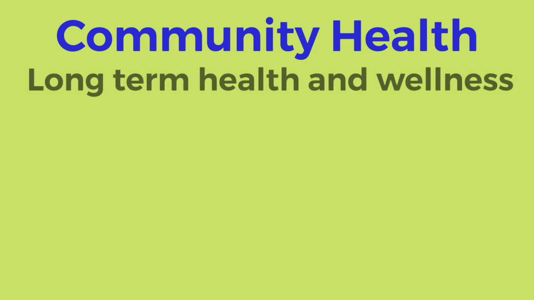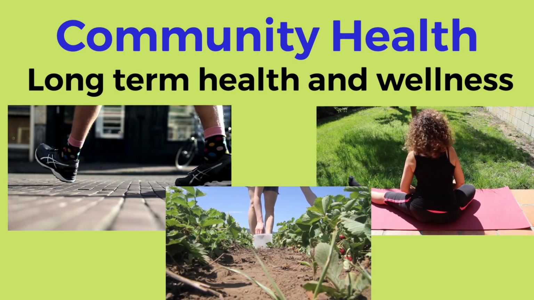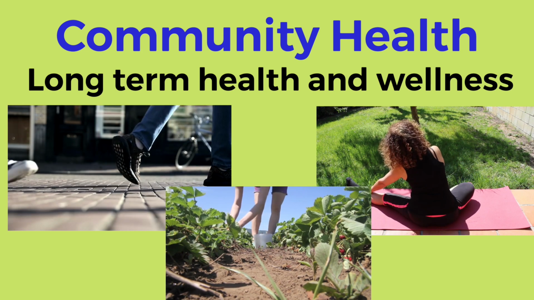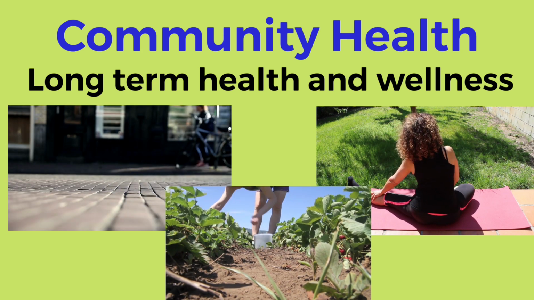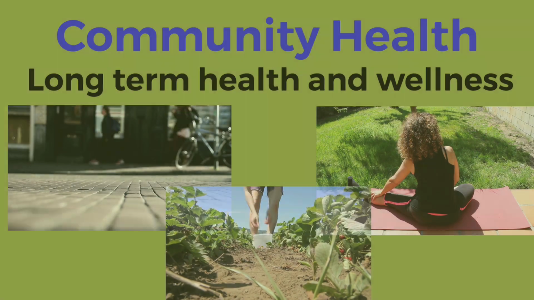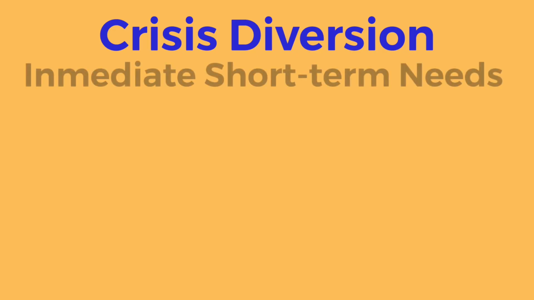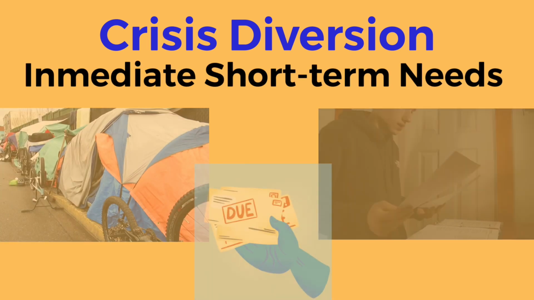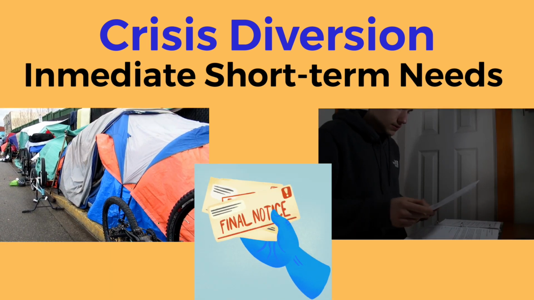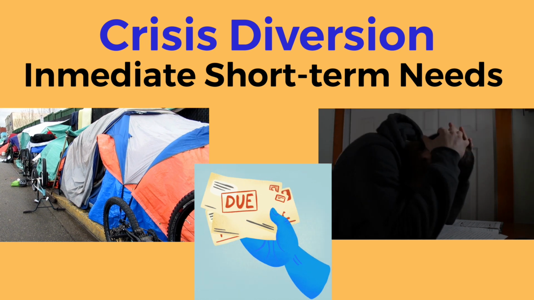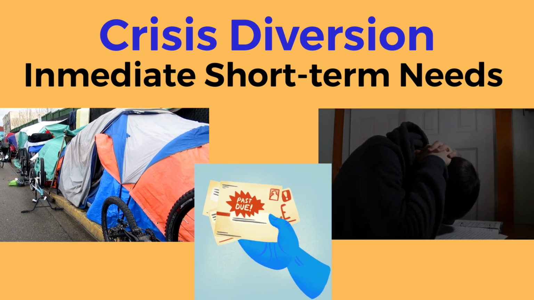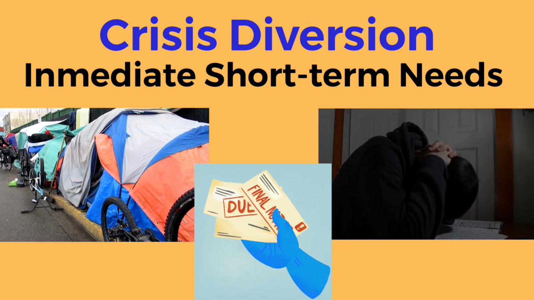Then you have community health. And so these are the types of projects that would support long-term health and wellness. So think about programs that get people outside and active, healthcare access, supporting our food systems. Next, we have crisis diversion. So these are the types of projects that address immediate short-term needs. Think about eviction prevention services, support for folks that are currently or about to face homelessness, emergency food services.